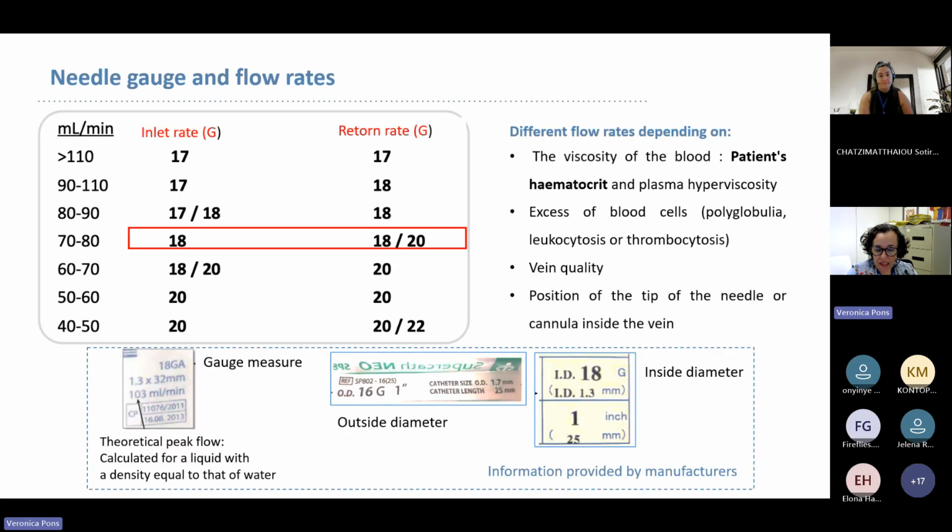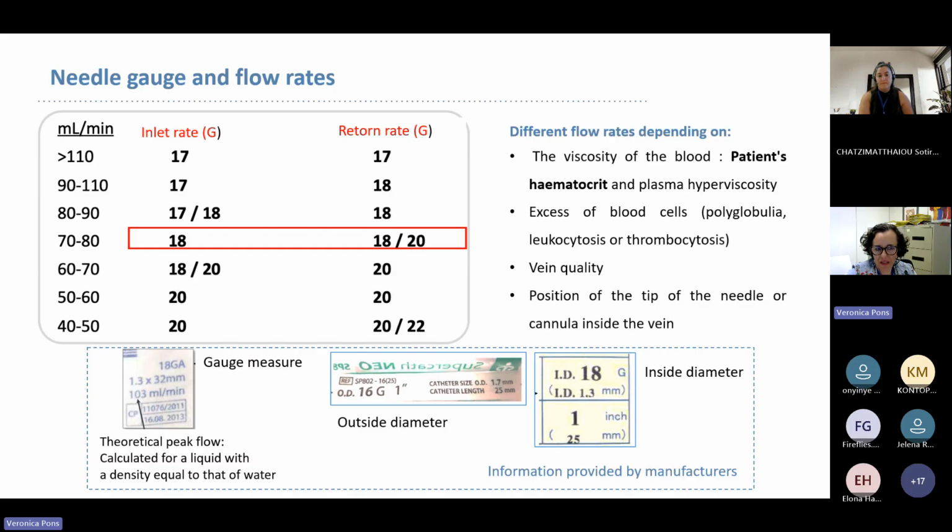As you can see in this slide, the thickness of the needles and the theoretical infusion flow rate are shown, but clearly there are other factors to consider, such as viscosity of the blood and the type of vein. We have commented these things before, and in our experience, we typically recommend the 18 gauge needles for extraction and 18 or 20 gauge needles for return.